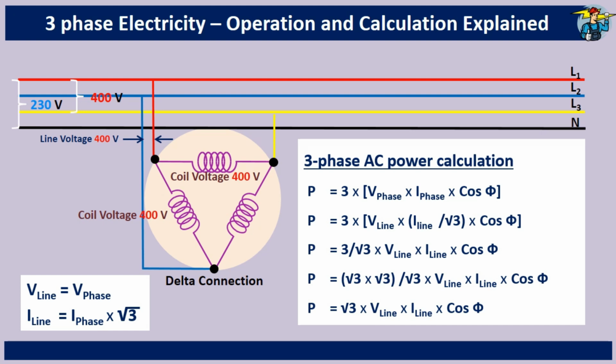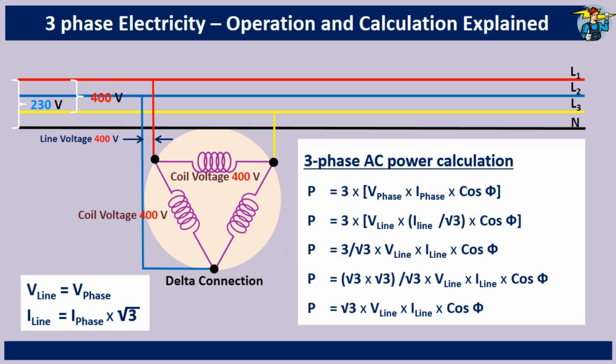The single-phase power equation is P equals V phase multiplied by I phase, multiplied by cos phi. When calculating the total three-phase power, we multiply this by 3, yielding P total equals 3 multiplied by V phase, multiplied by I phase, multiplied by cos phi. Next, we adjust this equation for the line conditions. Since V phase is equal to V line in a delta connection, we can replace V phase with V line directly. However, I phase will be replaced by I line divided by square root of 3.